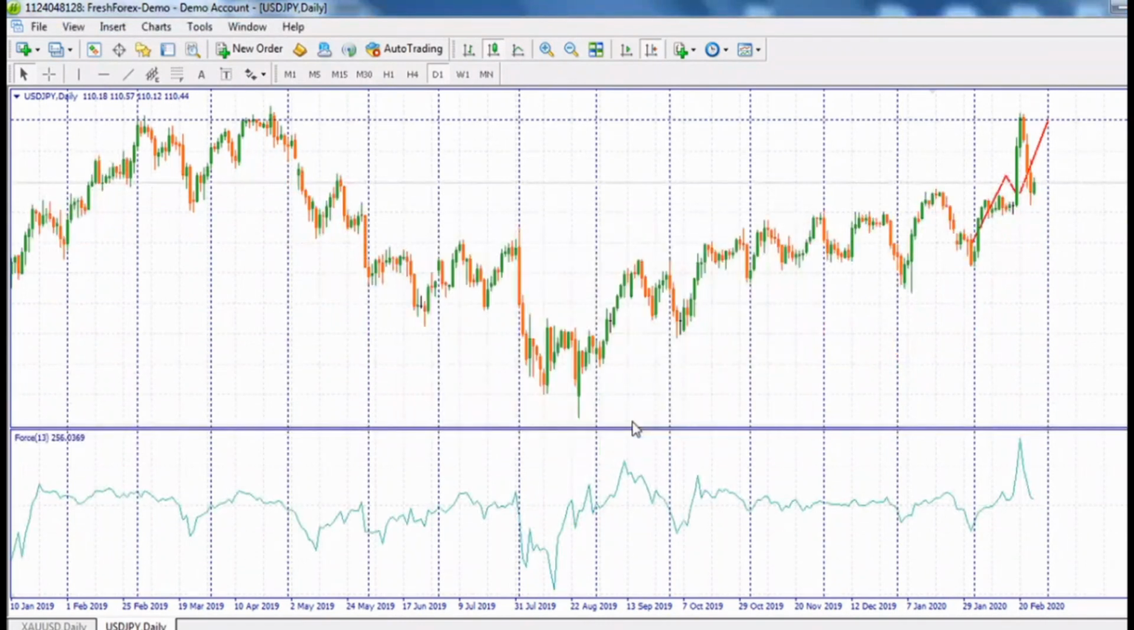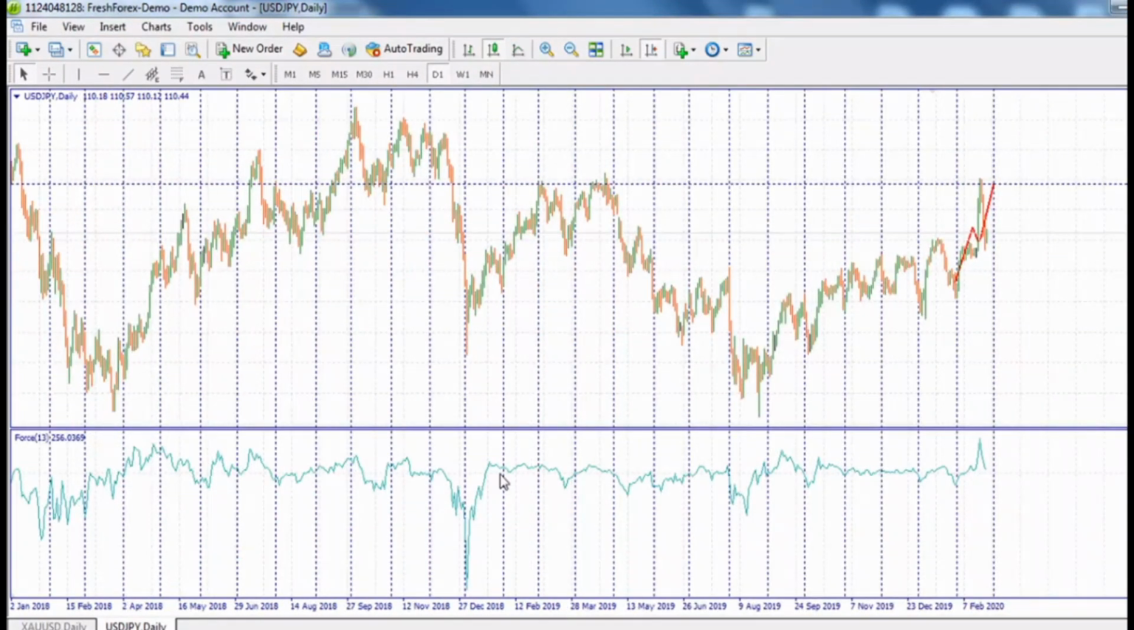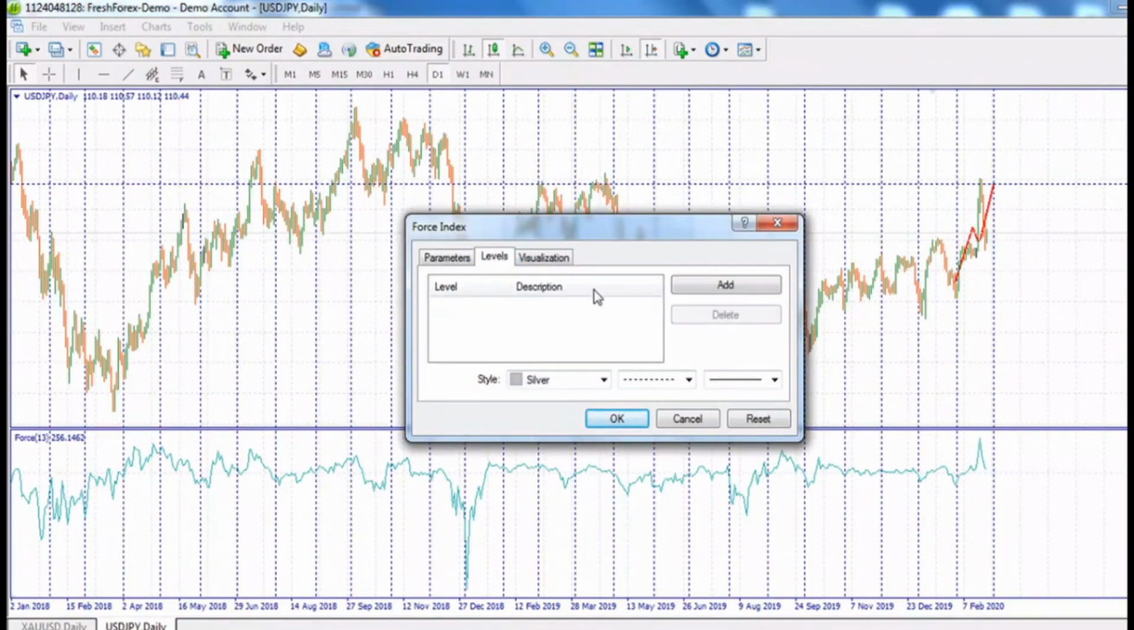If you add this one, you'll be able to find it like this. Now you have to add the levels individually. You have to give it levels. To do that, go to levels, and then you can add the overbought and the oversold levels.